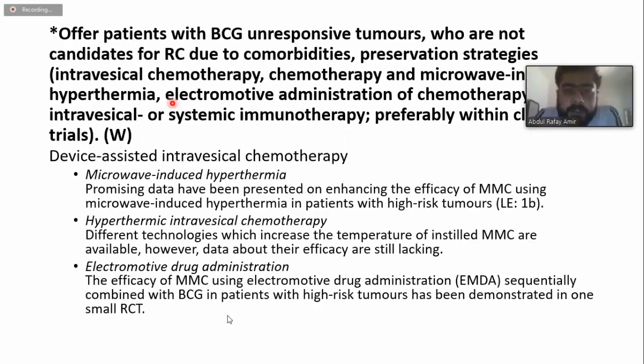Offer treatment to patients with BCG non-responsive tumor who are not candidates for radical cystectomy due to comorbidities. Conservative strategies such as intravesical chemotherapy and microwave-induced hyperthermia, electromotive administration of chemotherapy, or systemic immunotherapy can be given. These are some of the alternative treatment plans which can increase the effectiveness of intravesical chemotherapy. They include microwave hyperthermic intravesical chemotherapy and electromotive drug administration for patients who are not candidates for BCG.